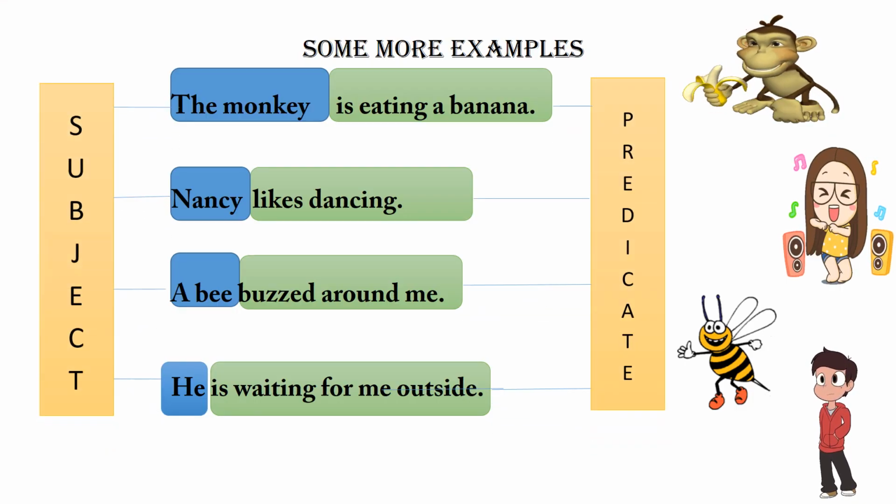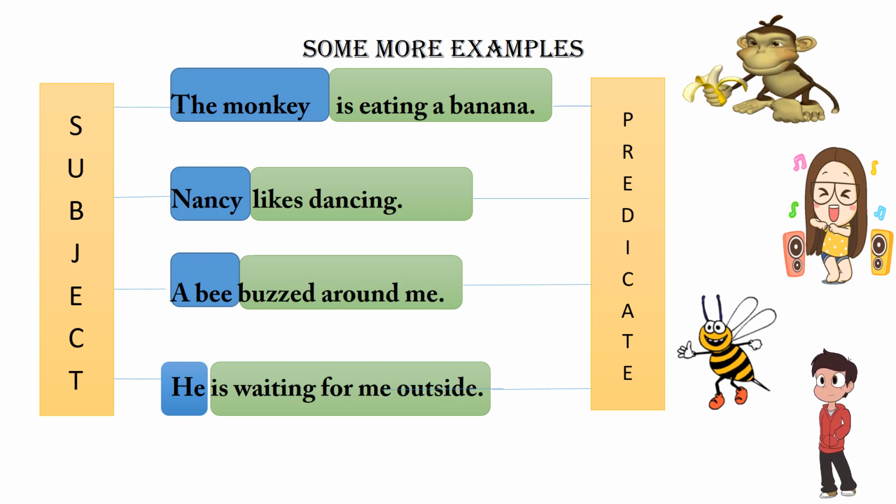Here we have some more examples. The monkey is eating a banana. In this sentence, the monkey is the subject. Is eating a banana is the predicate. Next, Nancy likes dancing. So here, Nancy is the subject. And can you guess what's the predicate? Likes dancing. A bee buzzed around me.